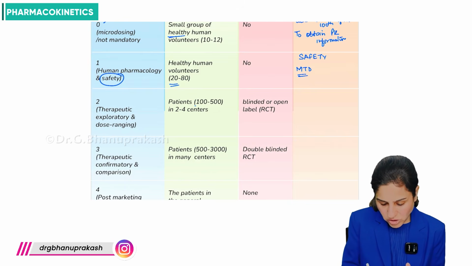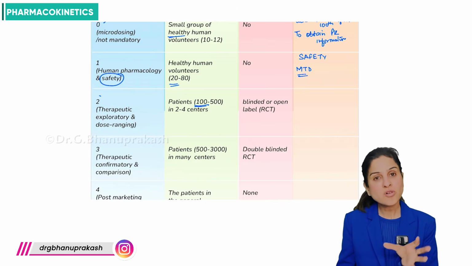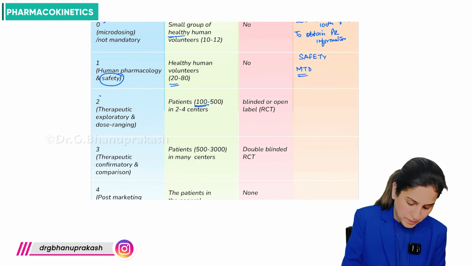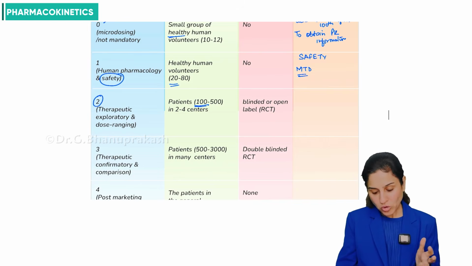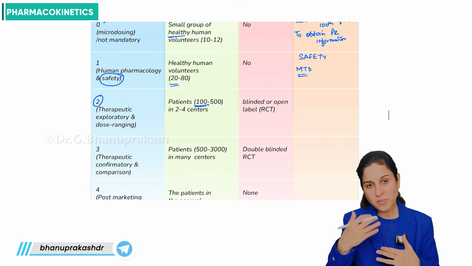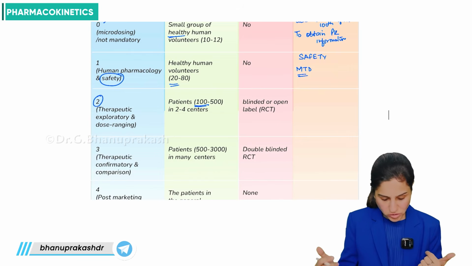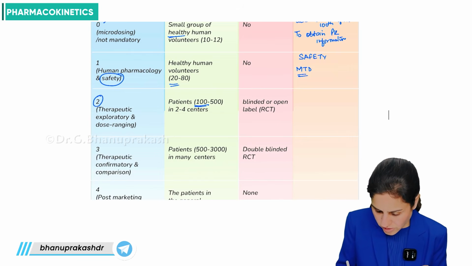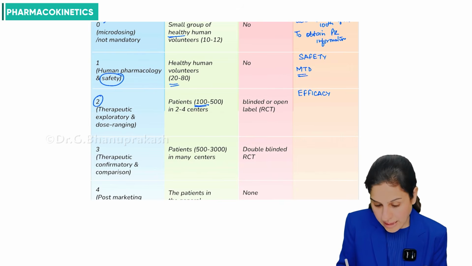The second phase is the therapeutic exploratory and dose ranging studies also. Now here the patients will be more, from 2 to 4 centers. Now here actually the patient starts in phase 2. It can be blinded, can be open label. Blinded means either single or double blinded, or open label means when both the patient and the healthcare provider also know what is being given to the patient. Now this is actually to know about the efficacy and the dose range.